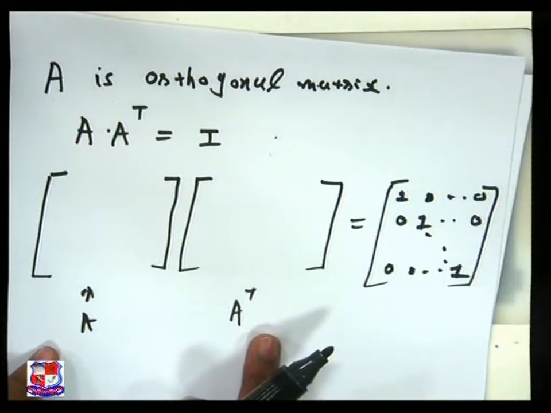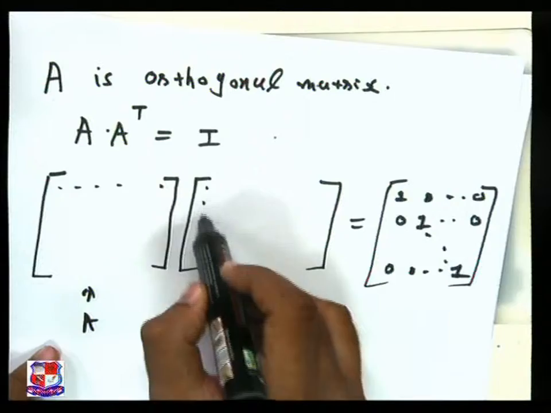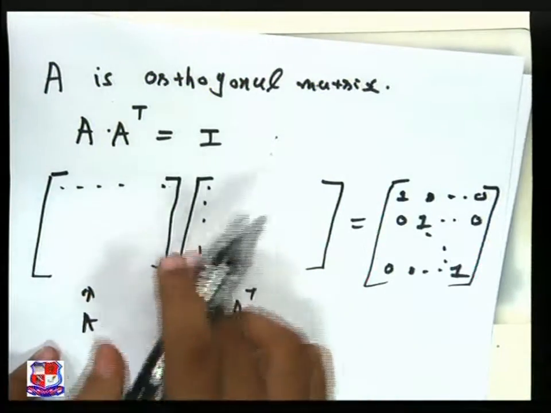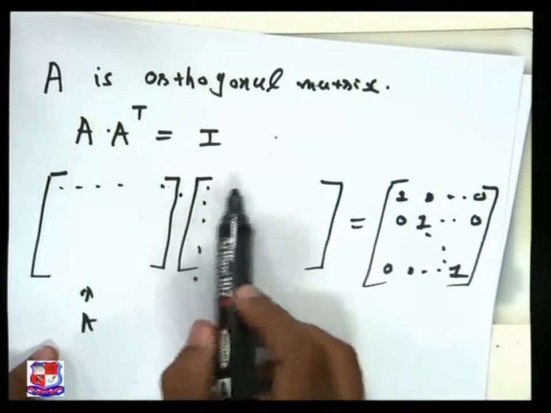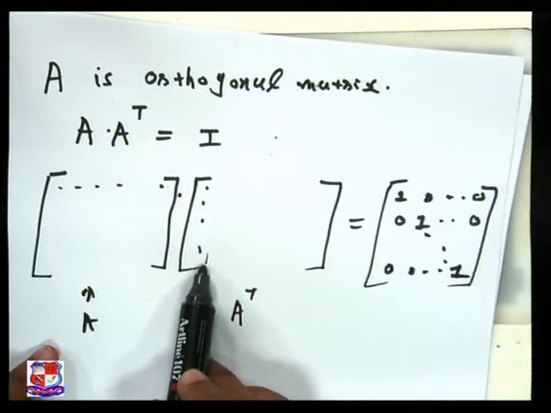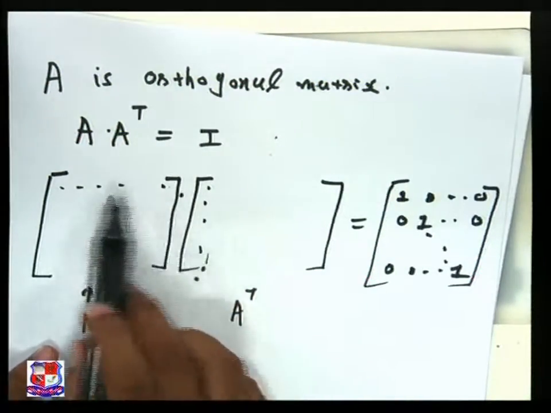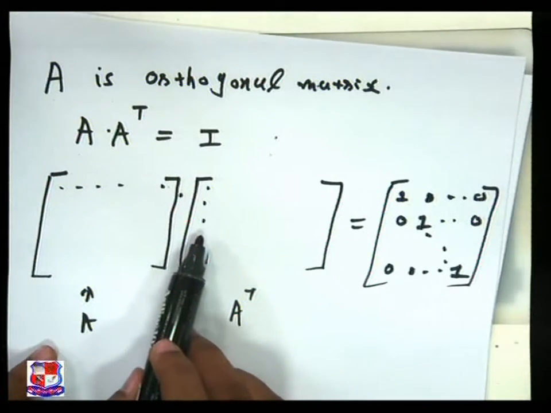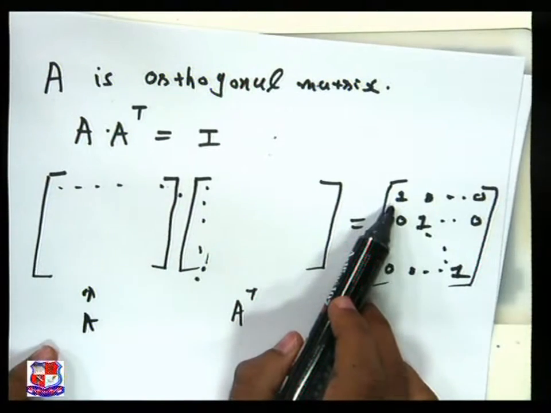So that means what? Whatever the first row, that is exactly the first column. When you multiply these two matrices, first of all we have to multiply the first row with the first column, right? And the multiplication and summation of the first row of the first matrix and the first column of the second matrix will definitely become 1, okay.